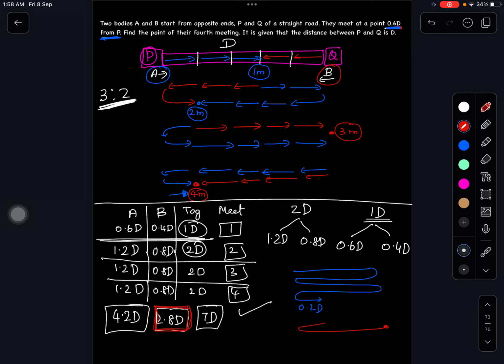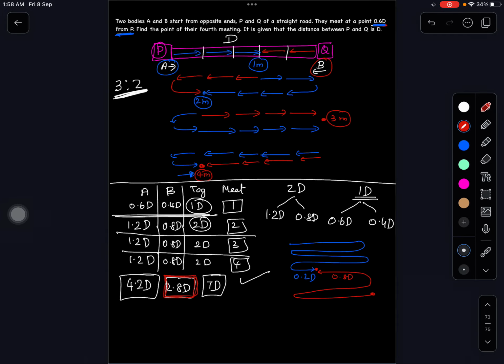So 1, 2, 2 times he has traveled 2D, and then B has covered 0.8D for the fourth meet to happen. So these are two ways of going ahead and identifying it. The second approach that I've mentioned here also is slightly manual only. We can still optimize it further.